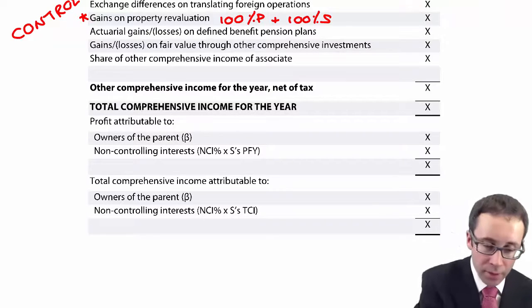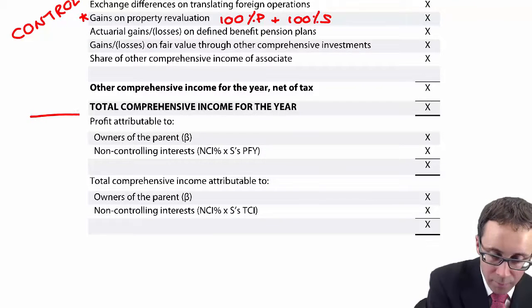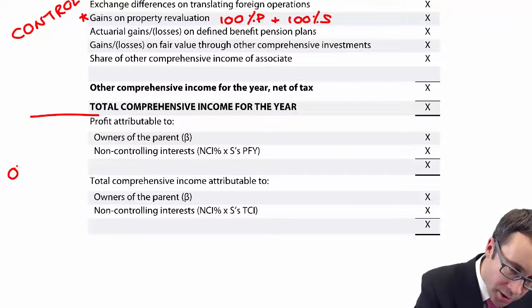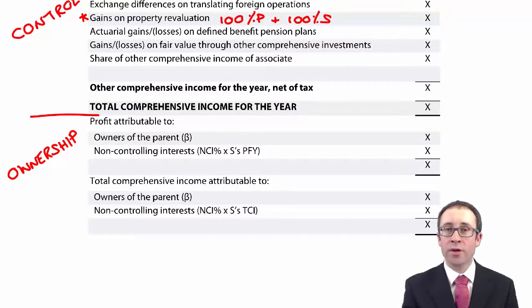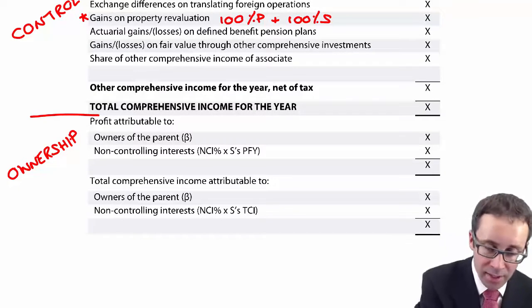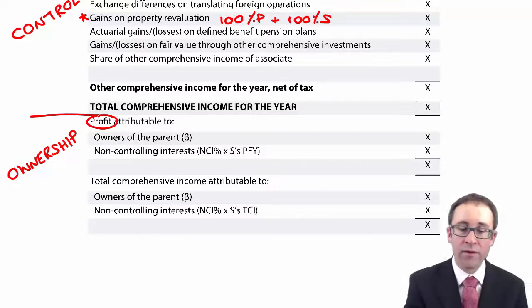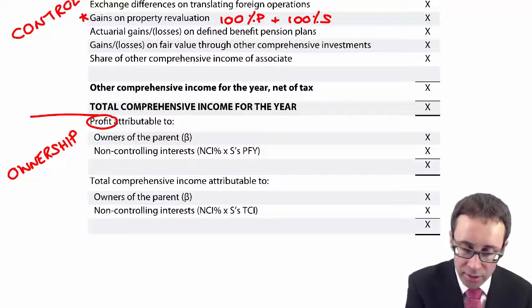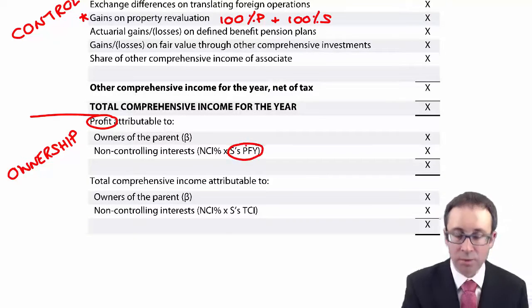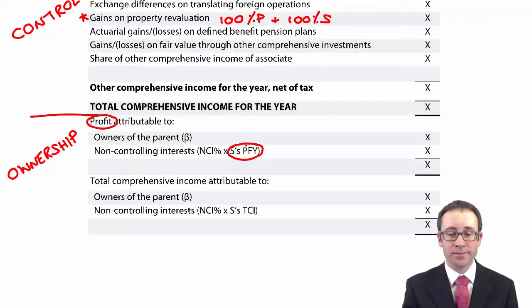Then what you do underneath is show ownership. We split it out into two aspects. We look at the profit, which we've seen before in F1. To work out the non-controlling interest share of the profits, you take the non-controlling interest percentage and multiply it by S's profit for the year.